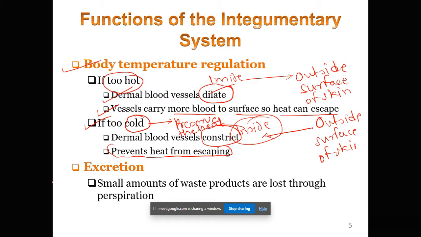Okay, so the next function played by the skin is excretion. Small amounts of waste products are lost through perspiration. When we say perspiration, we are basically talking about sweating. Sweating is a means of excreting the metabolites or the waste products out of the body.